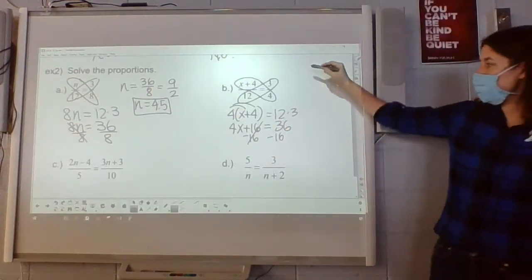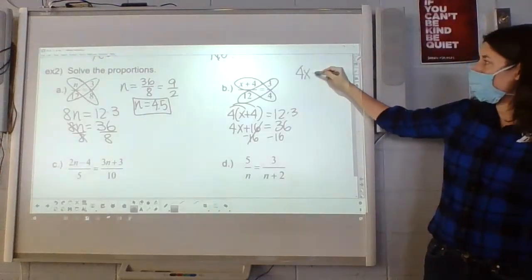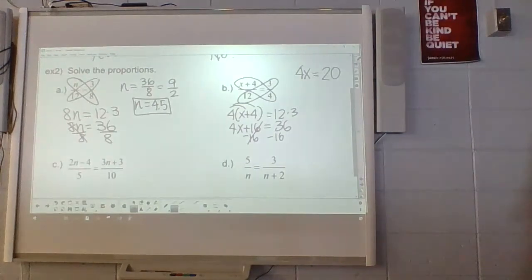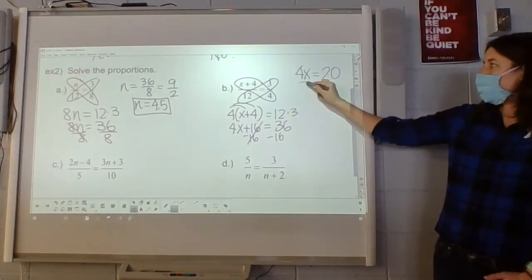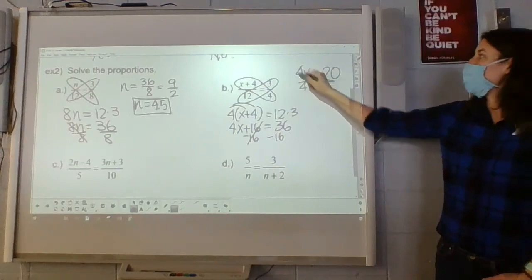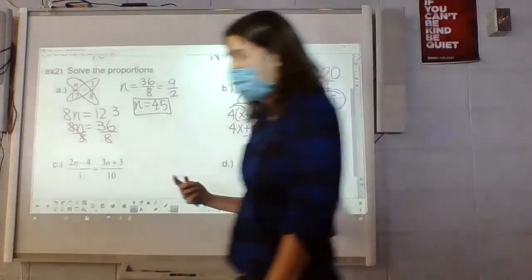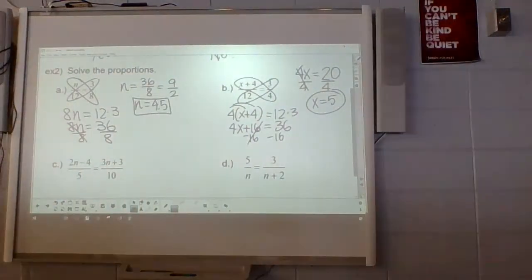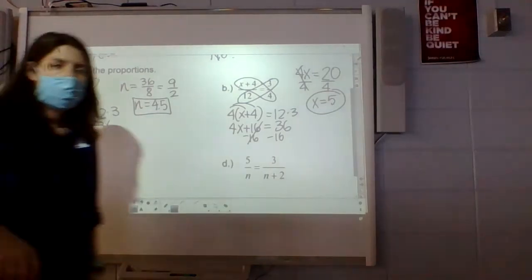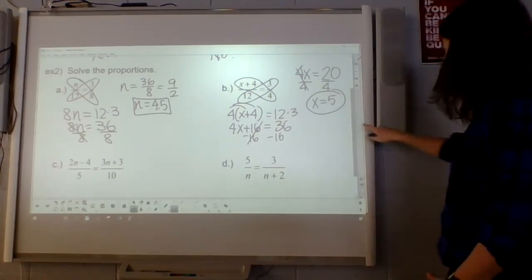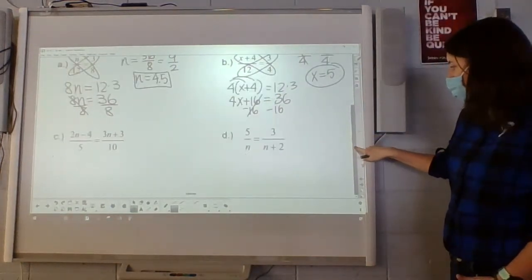So that cancels. So I get 4x equals 20. This is 36 minus 16. And then I'm able to divide by 4. So the value that works for us is 5 in this equation. Is that okay? So we'll do a couple more and then we'll take a break from notes here for a little bit.